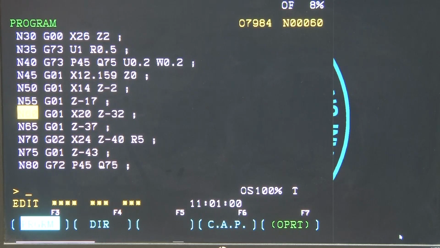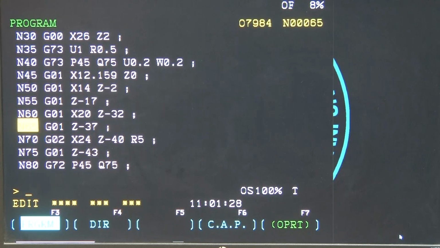So, there it is: G01 remains as linear interpolation, with X20 and Z minus 32. These are the coordinates given, X and Z, as we have seen earlier also. For example, in N50 it was X14 and Z minus 2. Here it is X20 and Z minus 32. See, this coordinate is changed.